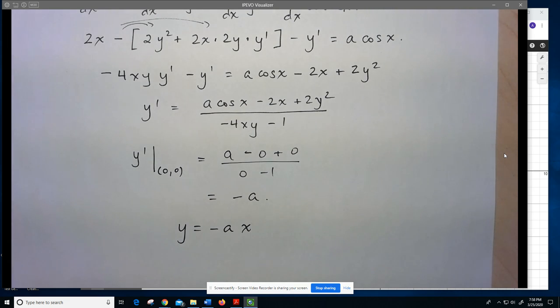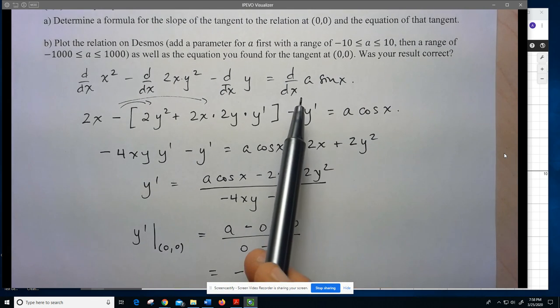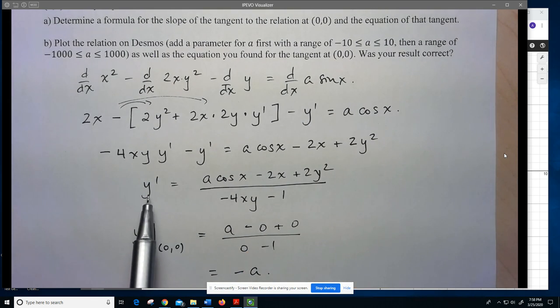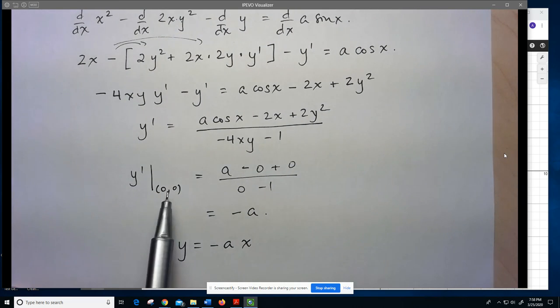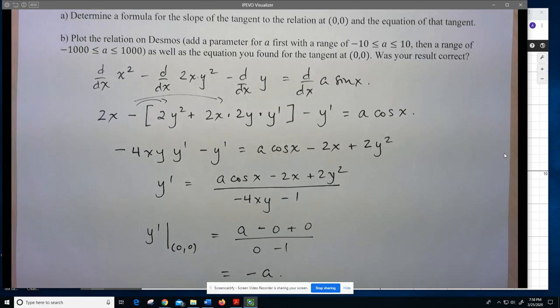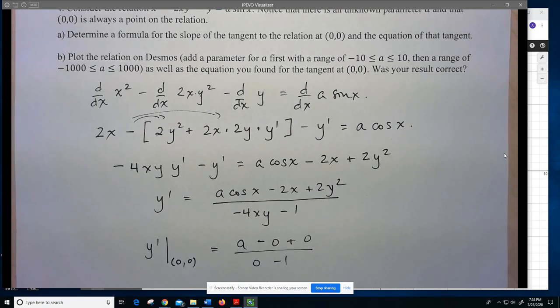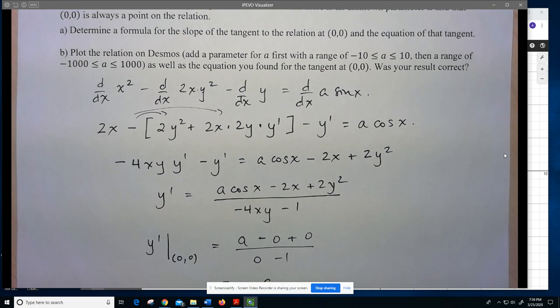So what we've determined, by first differentiating implicitly, solving for y prime, and then evaluating at the particular point we're interested in, (0, 0), is a formula for the slope of the tangent at this point and a formula for the equation of the tangent at that point. All right, and I think what we should do is take a look at this function and see what it looks like and check to see that our answer does make sense, okay? And that's exactly what they ask us to do here. So let's go to our graph.